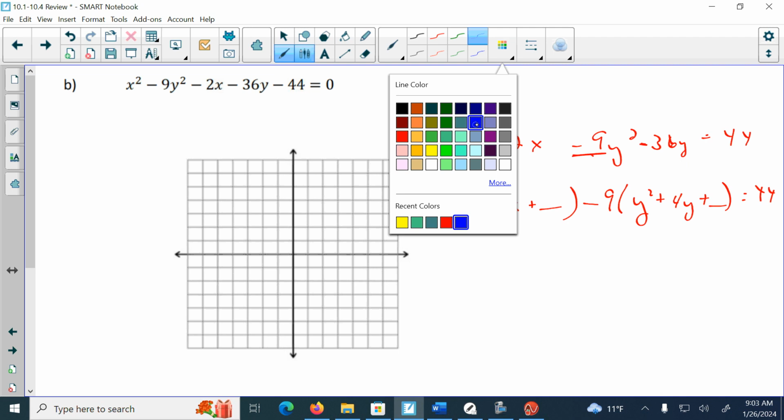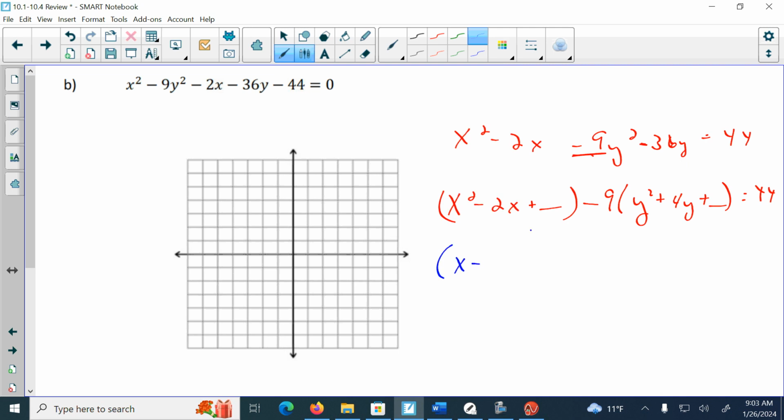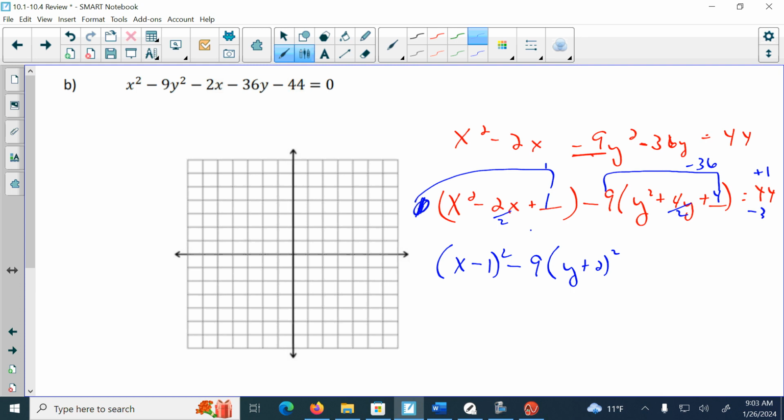Now when I complete the square, I'm going to take x, this is a minus sign, half of 2 is 1. 1 squared is 1. I'm technically multiplying by 1, so I really am adding 1. And here's a minus. And then I'm going to have y. This is a plus sign. Half of 4 is 2. 2 squared is 4. So when I take -9 times 4, I'm really adding a -36. So this is minus 36. And when I add those all up, I believe I get 9. I do. Now I'm going to divide everything by 9.